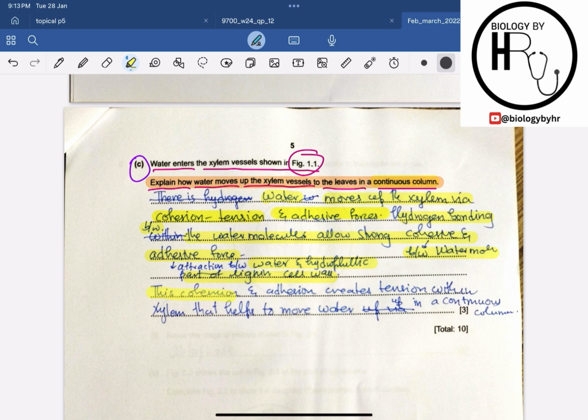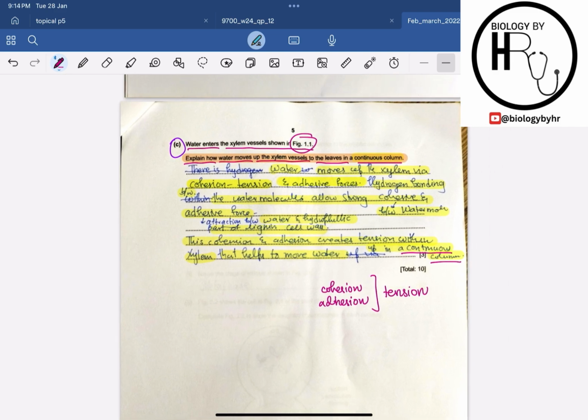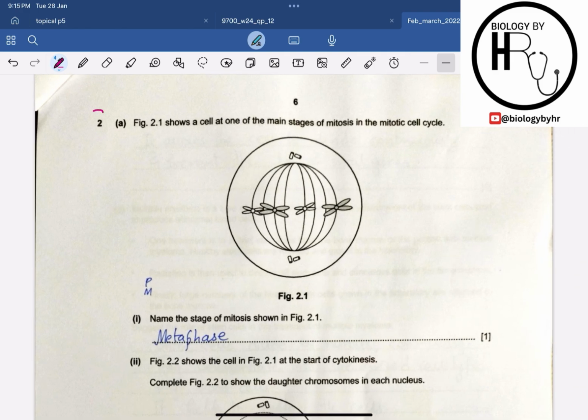Now this cohesion and the adhesion creates the tension within the xylem that helps to move the water up in a continuous column. Alright, so basically if we talk about its summary, so the cohesion forces and the adhesion forces you have to talk about in this question, and then you have to say that these two forces combine to make a tension force which helps to move the water up in a continuous column. Alright, so I hope that this question number 1 is clear to all of you. Now let's start with question number 2.